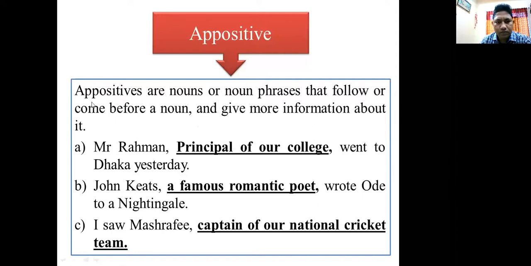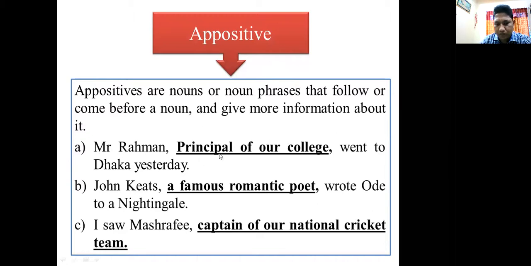Appositive. Appositives are nouns or noun phrases that follow or come before a noun and give more information about it. You see, an appositive basically gives extra information about a noun. It comes before or after a noun and it gives more information.